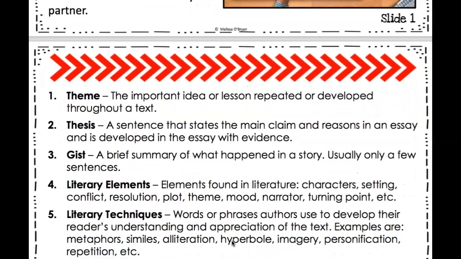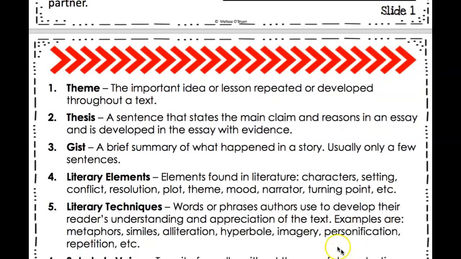And literary techniques are words or phrases authors use to develop their reader's understanding and appreciation of the text. Examples are metaphors, similes, alliteration, hyperbole, imagery, personification, and repetition. These are just things that authors use. Remember, hyperbole is extreme exaggeration. Alliteration is using the same letter, often in the same sentence. Imagery is great when we are doing descriptive writing. Personification is bringing something to life, like a stool or a shoe. You should remember what all of these are because we have talked about them.